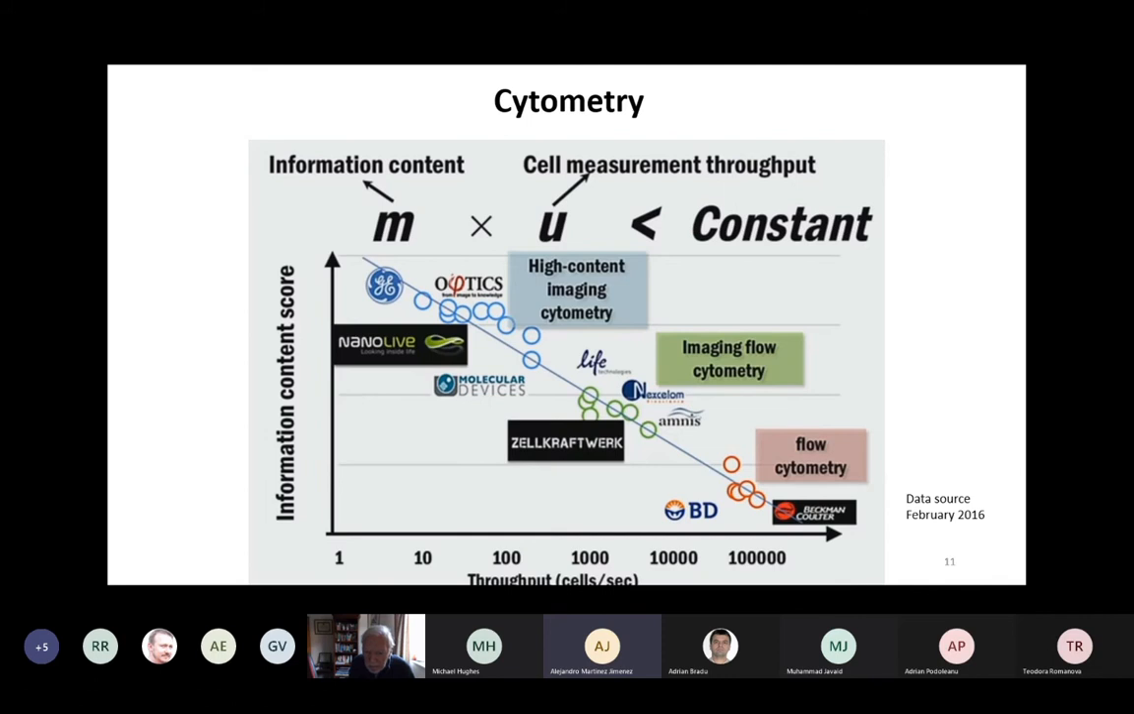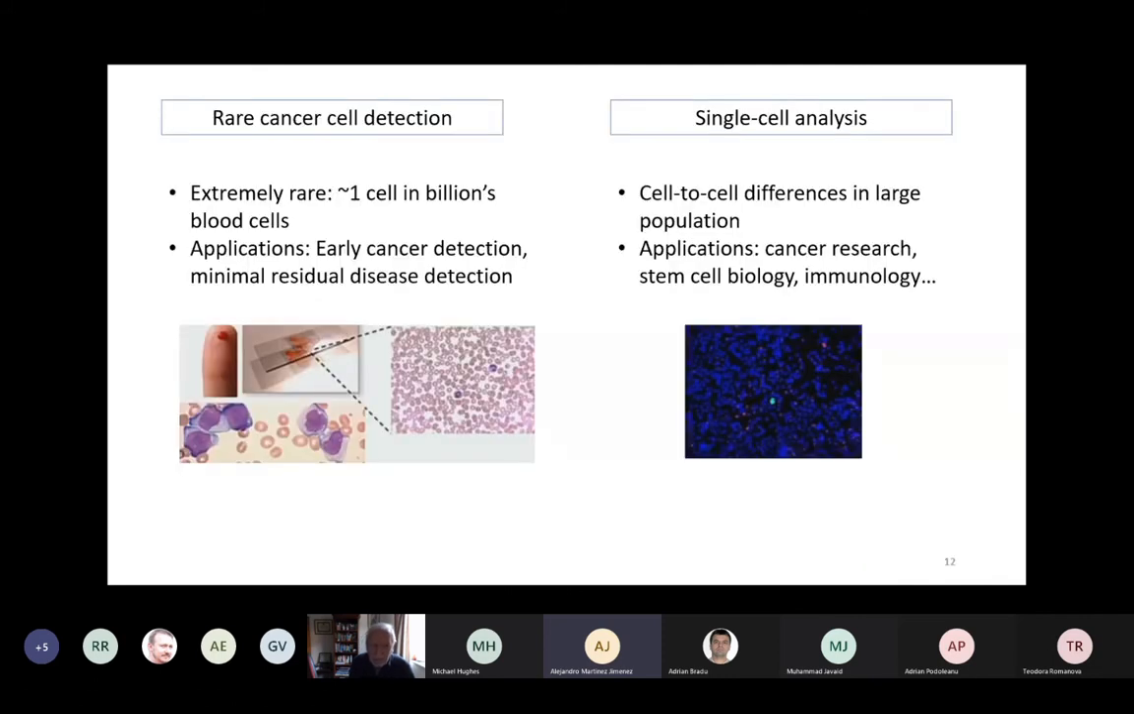But what kind of opportunity does this bring? The first immediate application is rare cancer cell detection. As you all know, the existence of rare cancer cells is extremely rare, with only about 1 cell in a billion blood cells. And thus, with high content and high throughput measurement, the potential application is for early cancer detection and minimal residual disease detection by individually imaging all the cells in the blood.